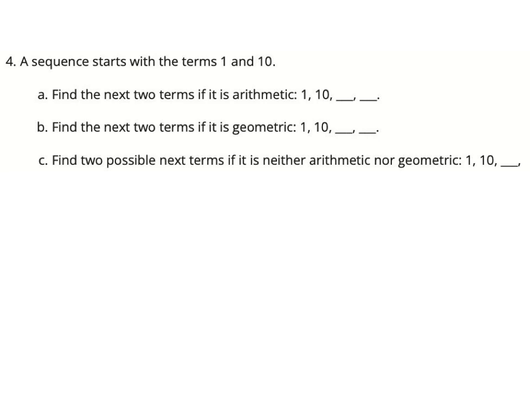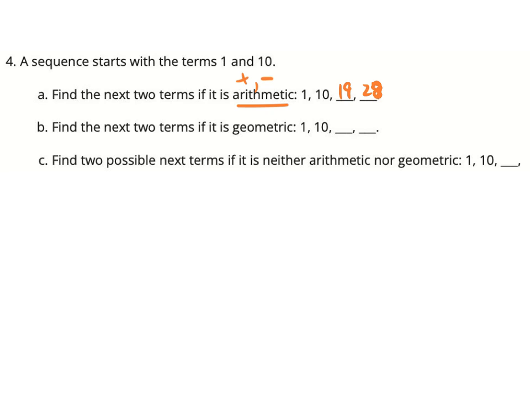A sequence starts with 1 and 10. Find the next 2 terms if it's arithmetic. As soon as you see arithmetic, you know plus, minus. 1 plus 9 is 10, so this has got to be 19 and 28.